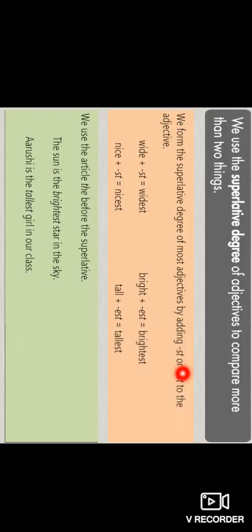So we use the superlative degree of adjectives to compare more than 2 things here. See children, widest, nicest, brightest and tallest. More than 2 things. If we are comparing two things, it comes under comparative. More than two things means it comes under the superlative. What are the examples here? The sun is the brightest star in the sky. Arshi is the tallest girl in our class. So the sun is the brightest star and Arshi is the tallest girl in our class.